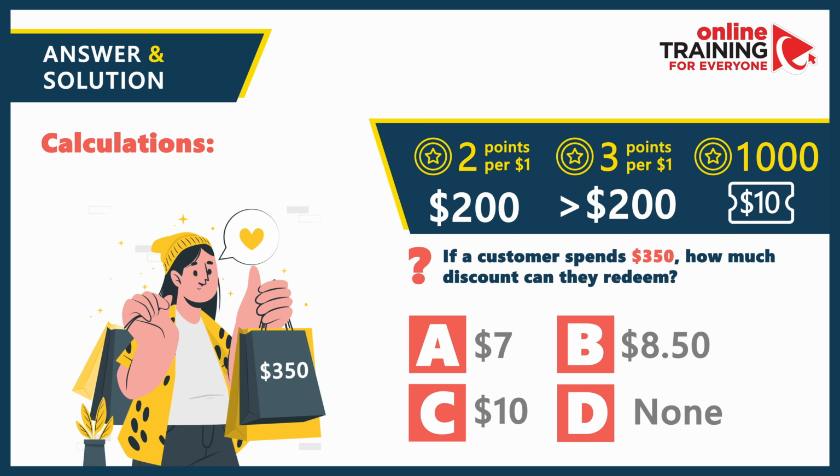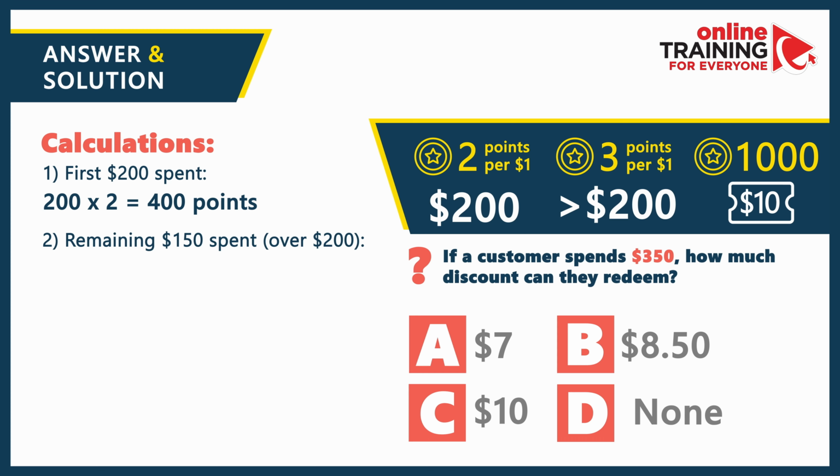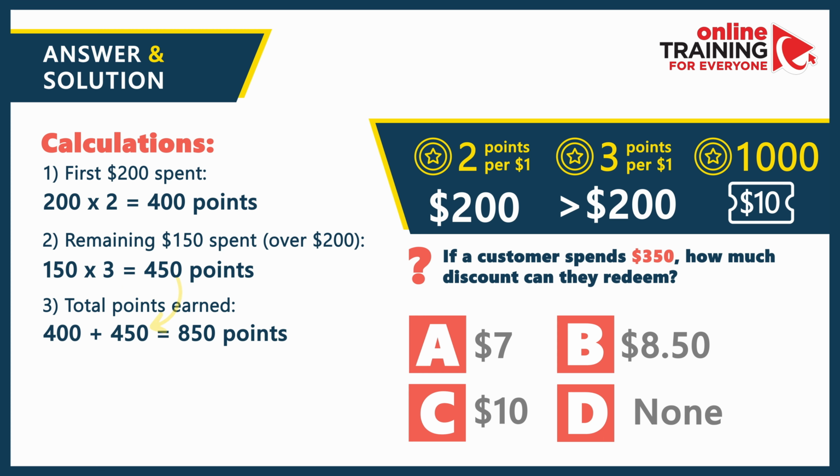Now we can calculate points earned in 3 simple steps. For the first $200 spent, the customer earned 200 multiplied by 2 equals 400 points. For the remaining $150 spent over $200, the customer earned 150 multiplied by 3 equals 450 points. Total points earned for the customer is 400 plus 450 equals 850 points.